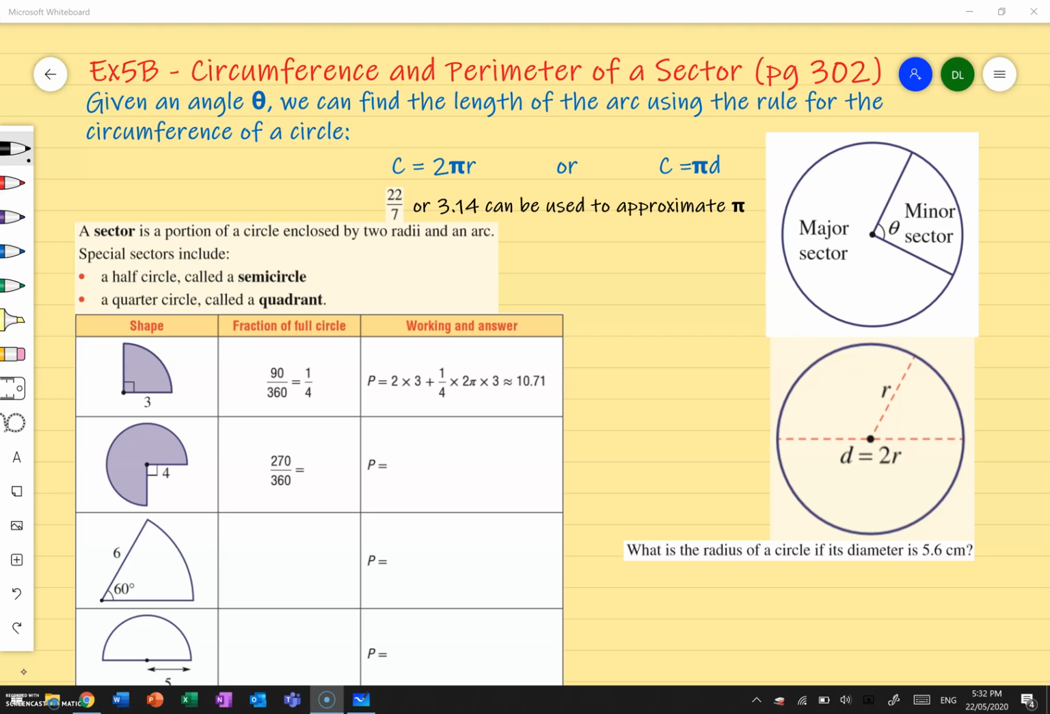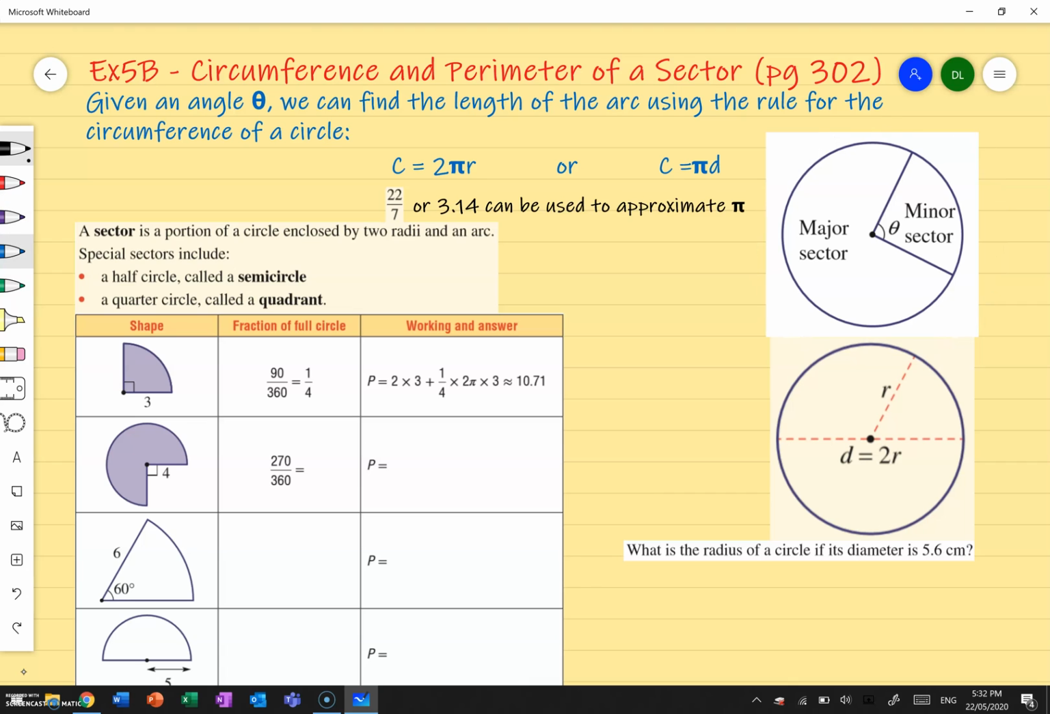Hey, hopefully you guys remember a lot of the substituting numbers in for variables because we're going to be doing a lot of that in this exercise. So this is exercise 5B, which is on circumference and perimeter of a sector on page 302 of your textbook. So let's just take a look at this diagram over here on the right.